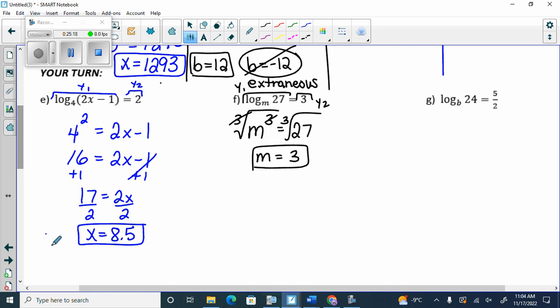Okay, then this one. I do b to the 5 halves equals 24. How do I get rid of 5 halves? I raise to the power of 2/5. I have to raise this to the power of 2/5. So I get b equals, I type that into my main screen, 3.6 to the nearest 10, if I ask you.